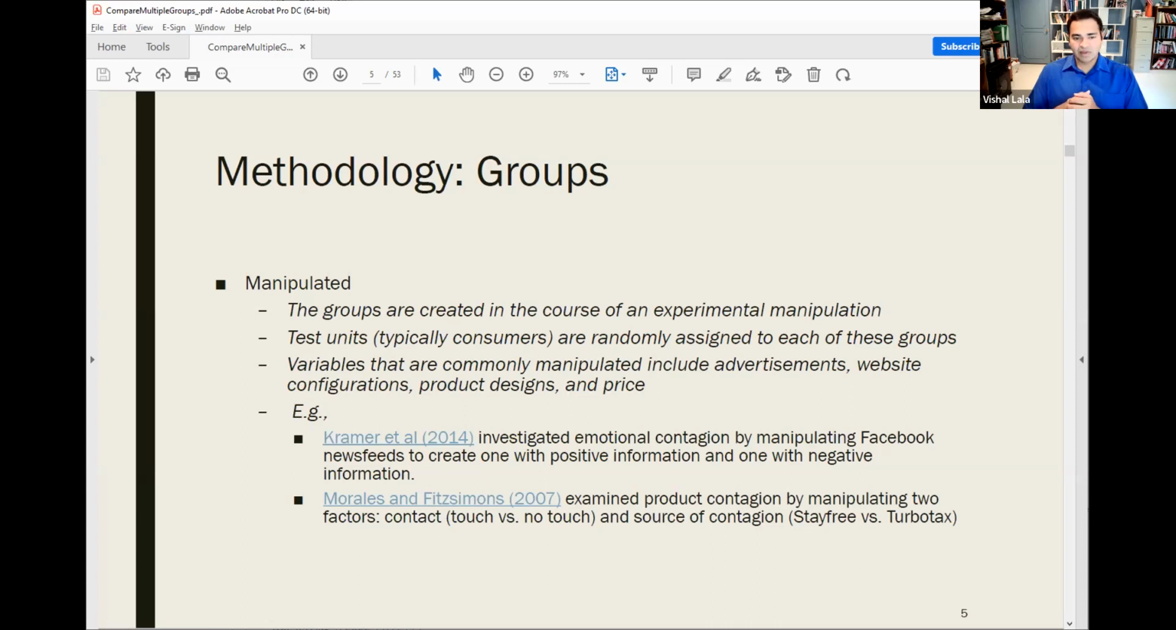Research results revealed that those who saw positive information in their newsfeed were more likely to say good things or positive things. Similarly, those who saw more negative information in their newsfeed were more likely to post negative information or depressing information. Bottom line, emotions were transmitted over social media. The data was analyzed using ANOVA. So anytime you want to compare 2 or more groups, ANOVA is the way to go.